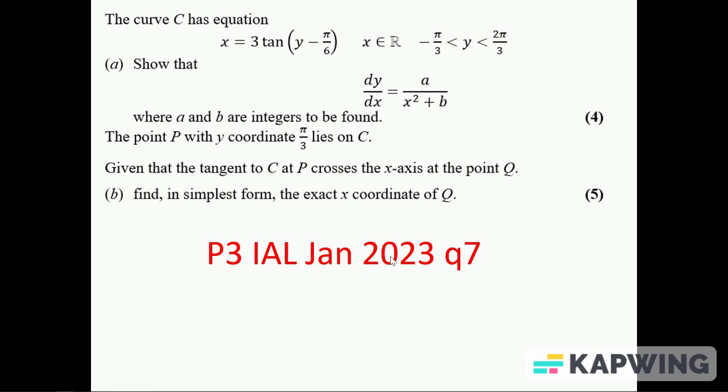So this is the Pearson International Paper, new specification, January 2023, question 7. We've got curve C, with x in terms of y and a trigonometric function as well. We've got to show, it's a kind of standard theme, dy by dx when x is in terms of y, and this is in terms of x. Then it talks about a tangent, and that's the x-axis. So here we go.